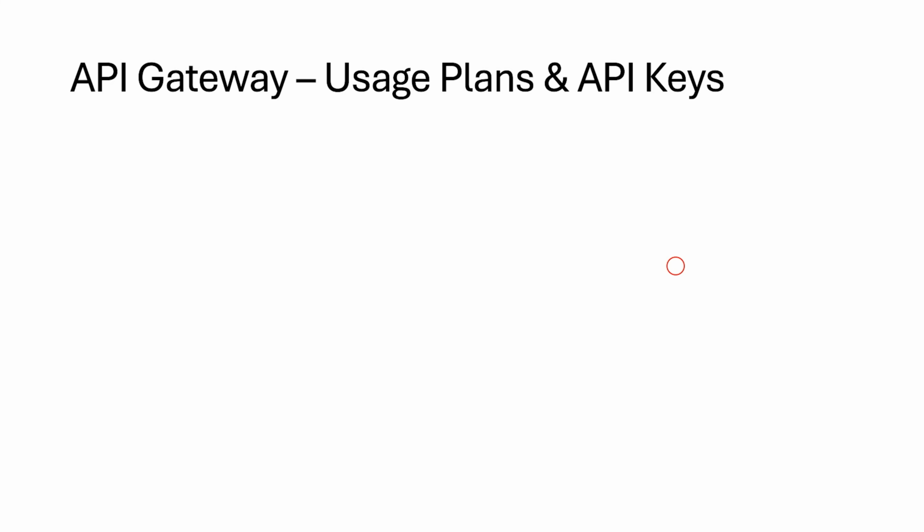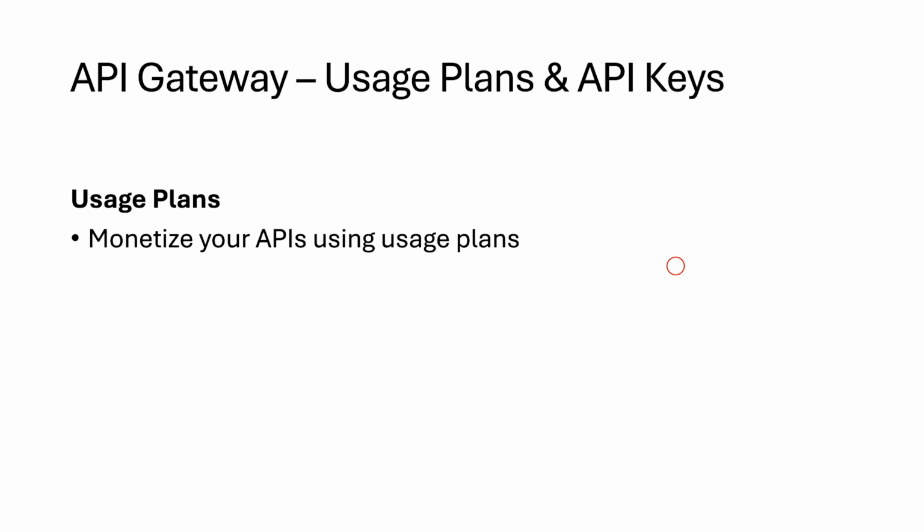So what exactly are usage plans in API Gateway? If you are offering your API as a service to customers, especially in a monetized environment, usage plans are crucial. If you want to monetize your APIs to earn some amount from them, then usage plans are crucial. By using these usage plans, we can control who can access your APIs.